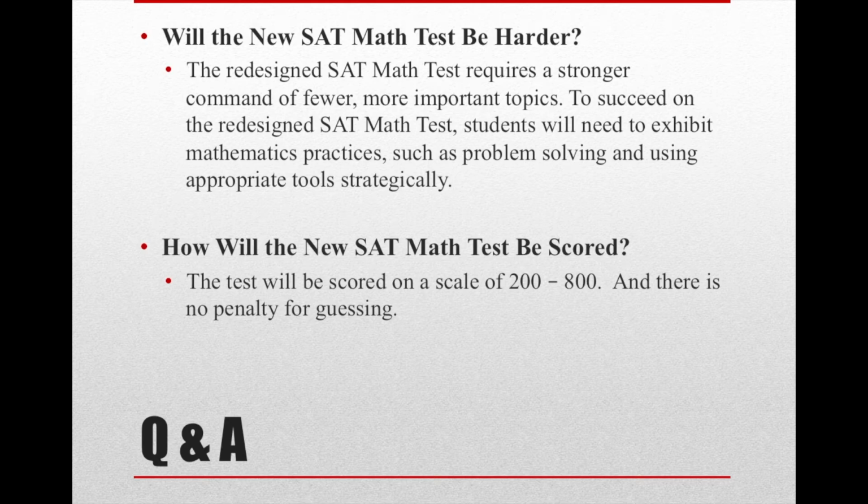And our final question here is, how will the new SAT test be scored? You're going to have a score range of 200 to 800, and the one major change in the scoring is that there's no penalty for guessing, so you definitely are going to want to be able to answer every multiple choice question and even your grid in. You're not going to want to leave anything blank on the SAT since there is no penalty for guessing.